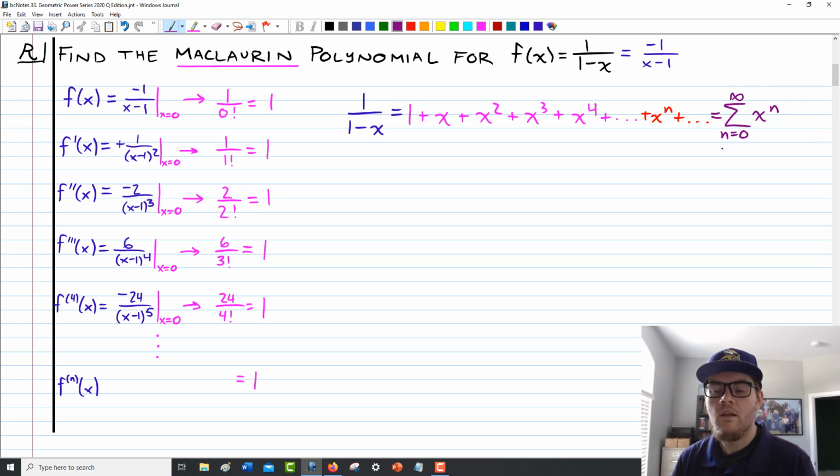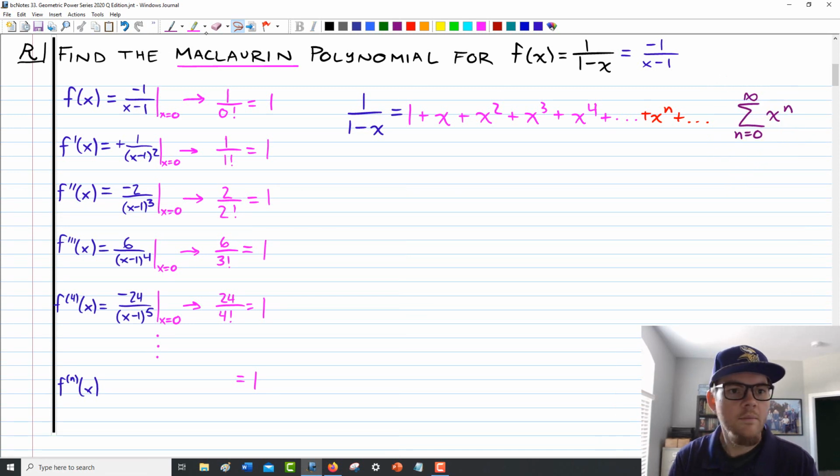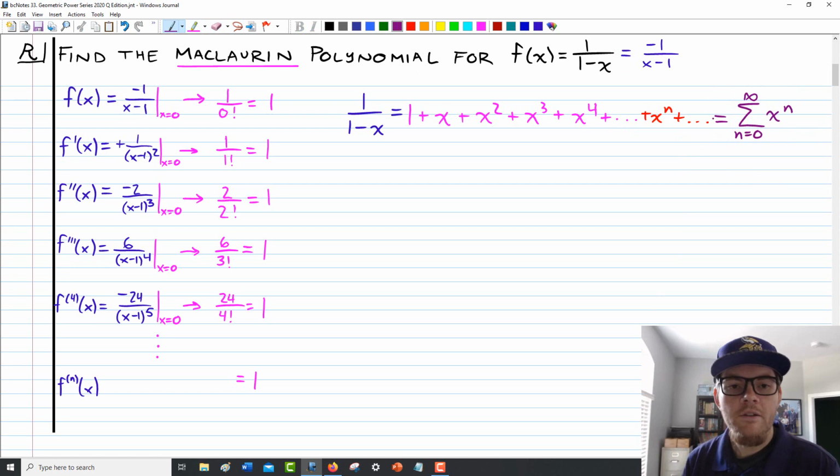Oops, I forgot an equal sign. My bad. Okay, actually, let me fix that because that just looked wrong to me. Okay, so there we go. So what have we found? We've found the power series.